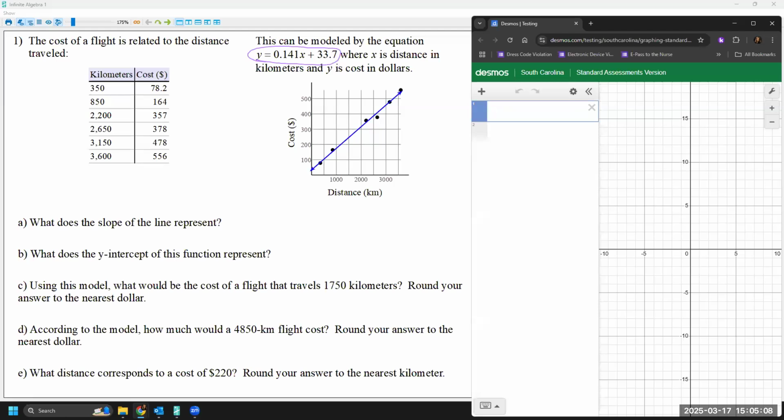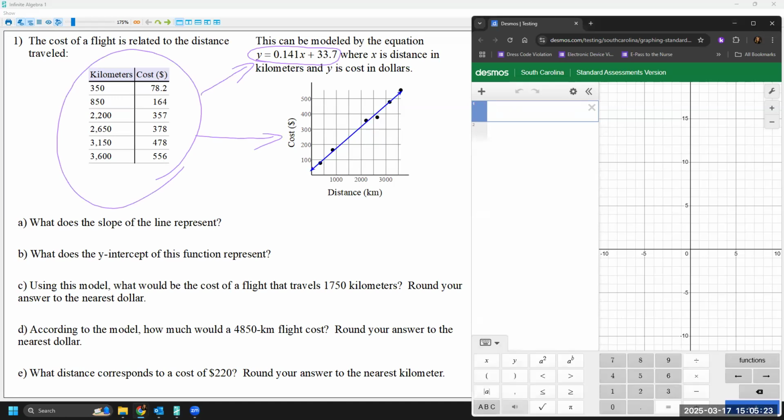Yesterday we learned how to make a table like this right here turn into a scatter plot and into an equation. Well, they did that for you already and they just gave you all that information. All right, so here we go. They're telling me that the equation is y equals 0.141x plus 33.7. Now, I don't see my equation on my graph. That's okay. We actually don't need it for the first two questions.